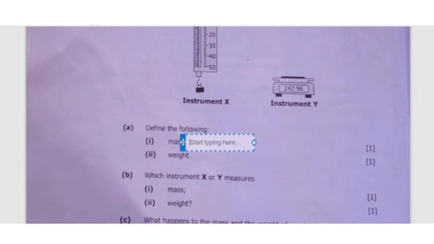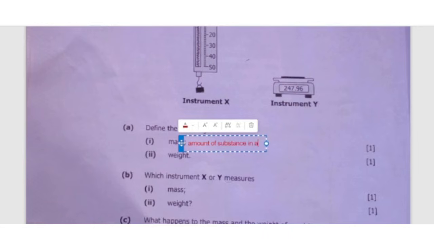Okay, so mass, we can say this is the amount of substance in an object. The amount of substance in an object, or in a substance. Okay, the amount of substance in a substance or in an object, that is mass, what that object contains.